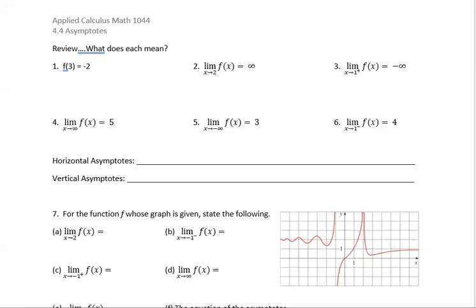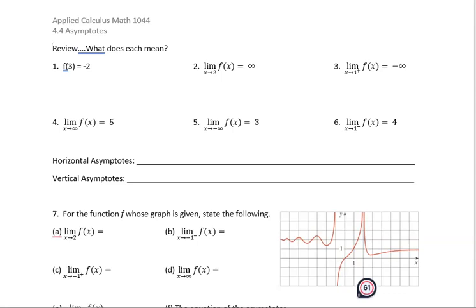Before we start talking about asymptotes, we first need to do a little bit of review. So let's start with a brief review. For number one, we have f of 3 equals -2. So what does this mean? When you see f of 3 equals -2, we need to remember what this represents in terms of our function.